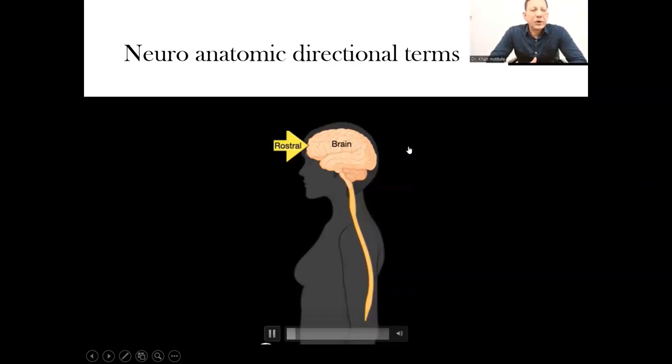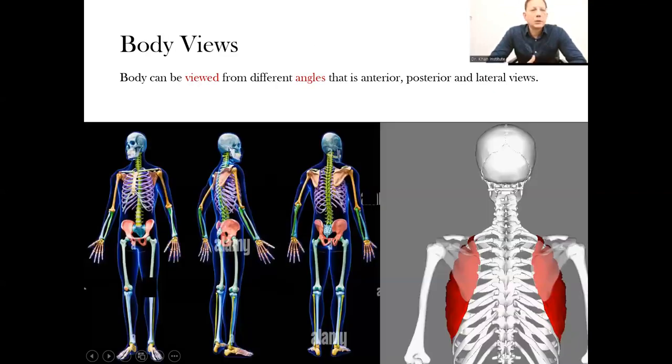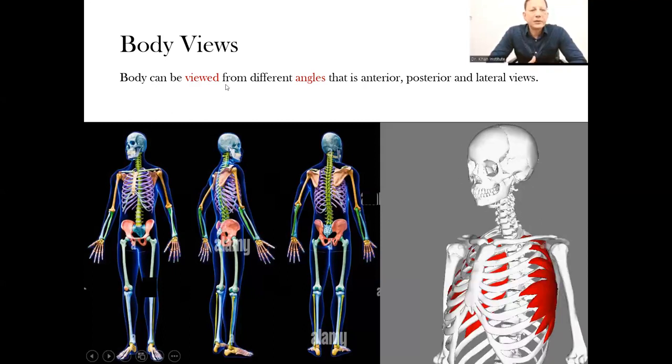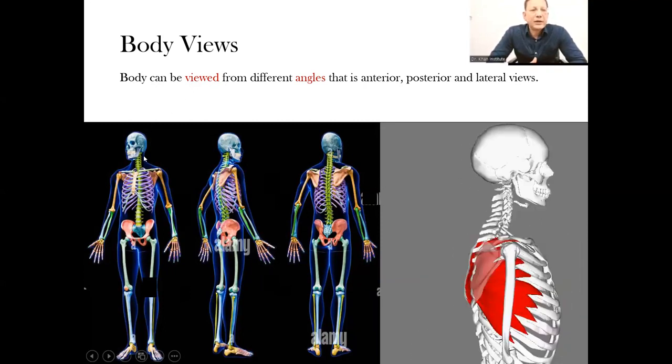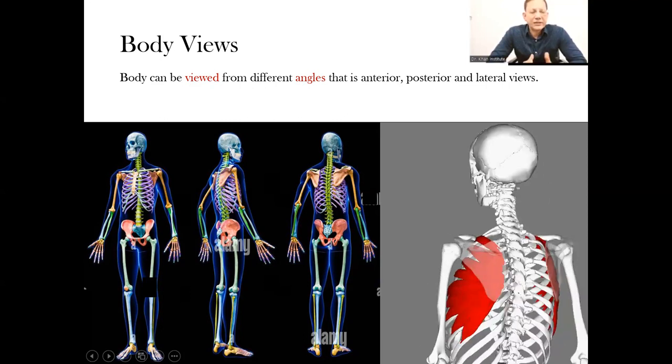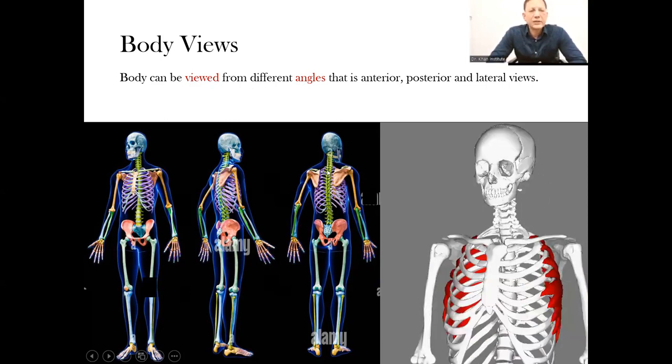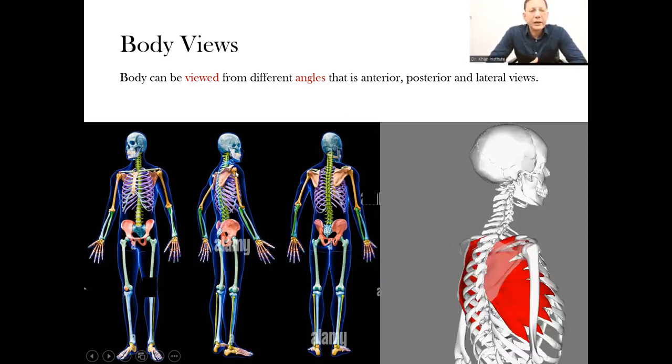Neuroanatomical directions. This is the superior or the rostral portion of the brain. This is the caudal, inferior portion. This is the dorsal. This is the ventral. Regarding the spinal cord, this is the superior or rostral. This is the caudal portion. This is ventral. This is dorsal. Body views. The body can be viewed from the front, anterior view, or from the back, posterior view, and from the side, the lateral view.